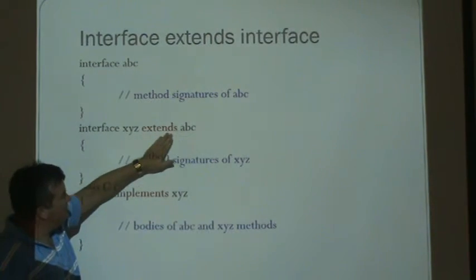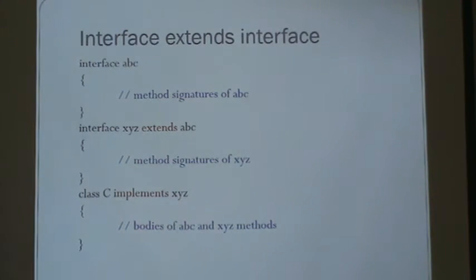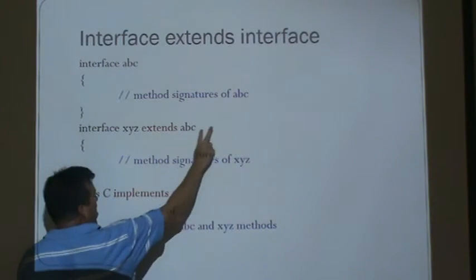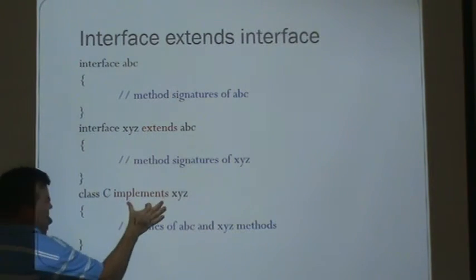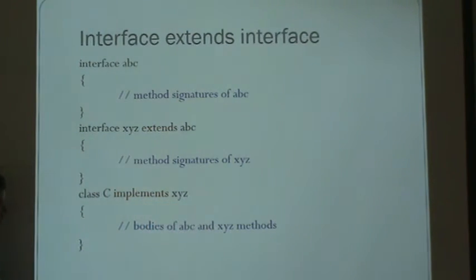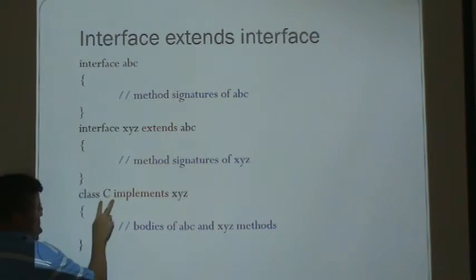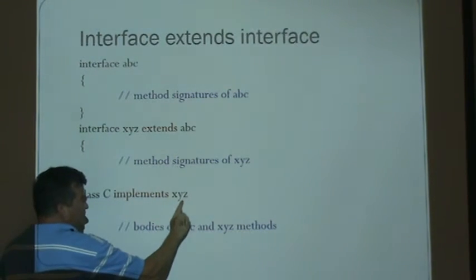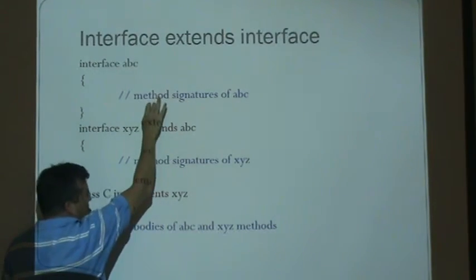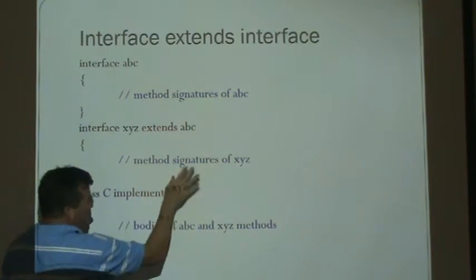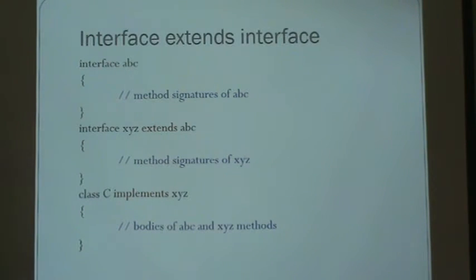So we can extend an interface like we extend classes. And you could do this multiple times. This is allowed multiple times. And then we can say a class implements XYZ. So if this class C was to implement the interface XYZ, it would have to actually write the bodies for everything from ABC, and everything from XYZ, which was added. It has to do them all.